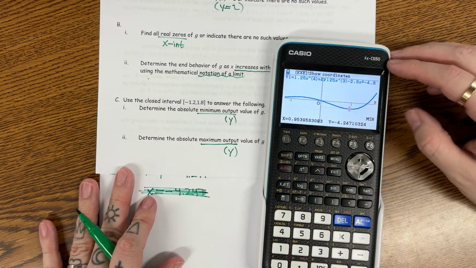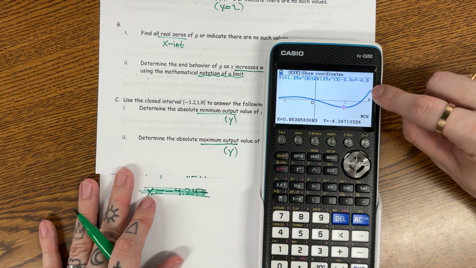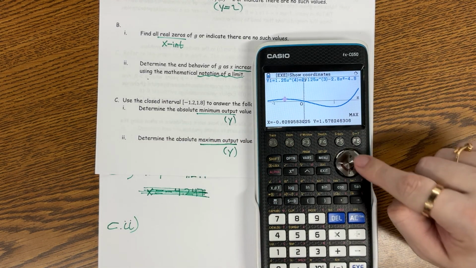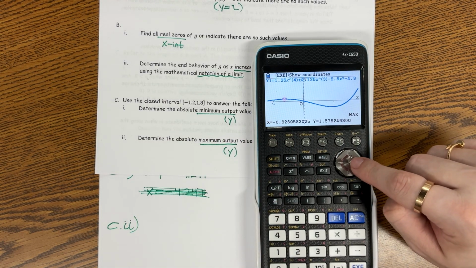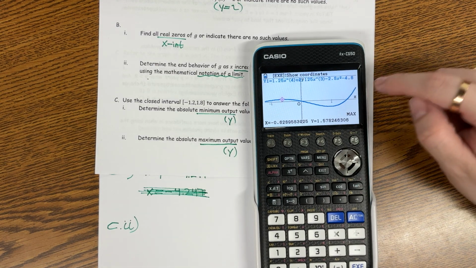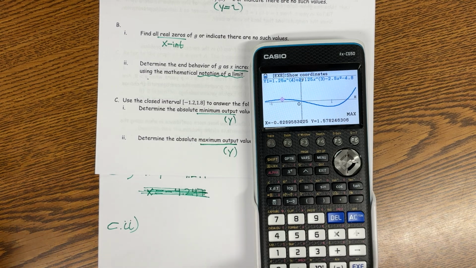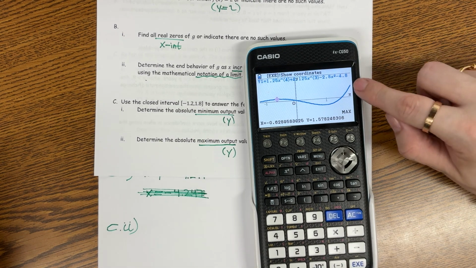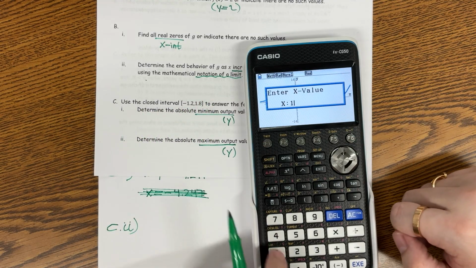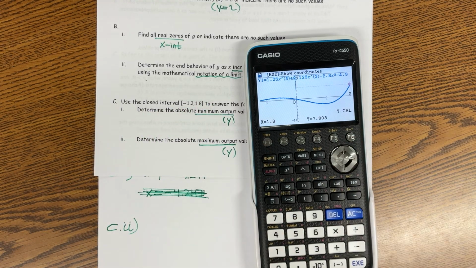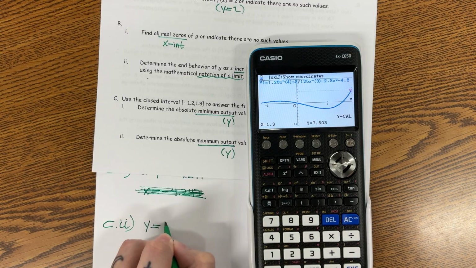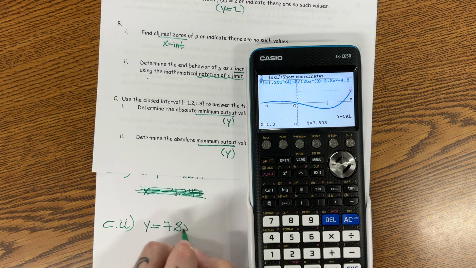So that means I need to find the value at that endpoint. If I try to do a maximum, it's not going to give me that endpoint. It's going to give me only the relative maximum within the interval. It's not going to actually give me this endpoint. So what that tells me is I know I need to do a YCal at 1.8. So shift G solve and then a YCal at 1.8. And there's going to be your maximum. So Y equals 7.803.